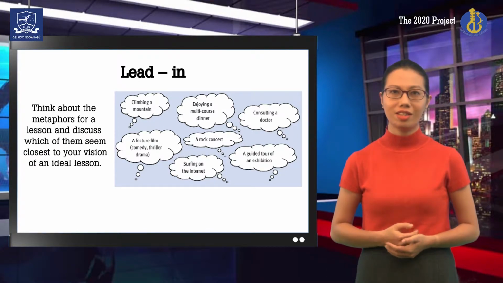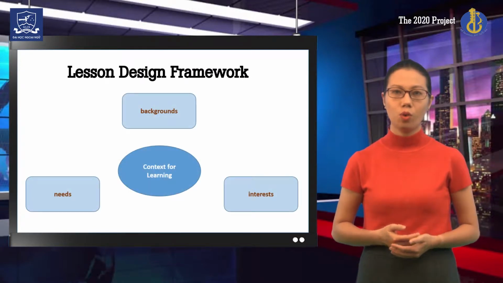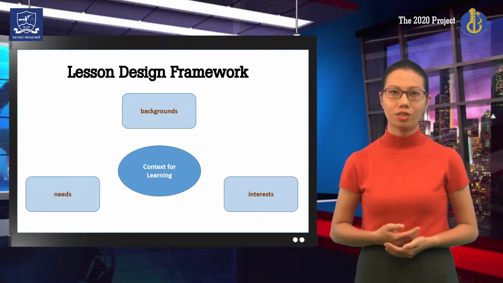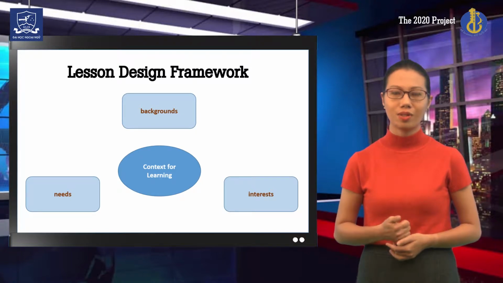Before each lesson, a teacher may be overwhelmed with a bundle of questions like what to teach, how to teach, whether the students like it or not, how much time it will take, and so on. Therefore, as teachers, we need to pay attention to context for learning, students' backgrounds, interests, and needs.